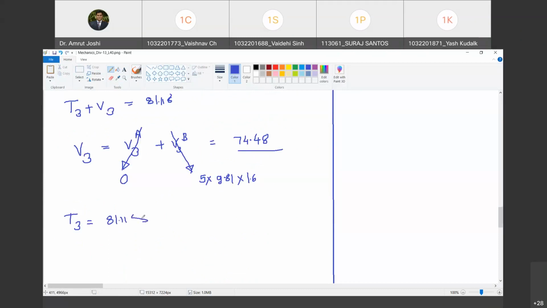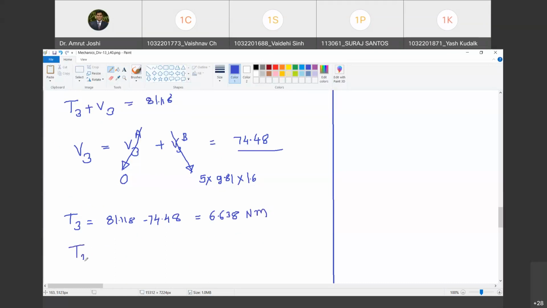81.118 minus 74.48. So that turns out to be 81.118 minus 74.48. So that is 6.638 Newton meter. This should be T3.